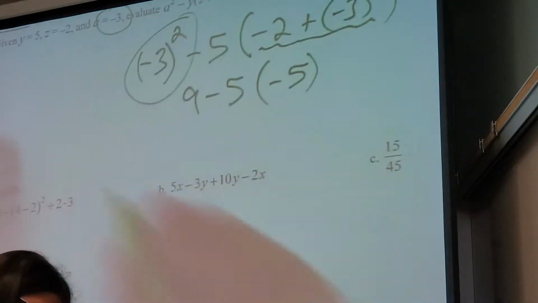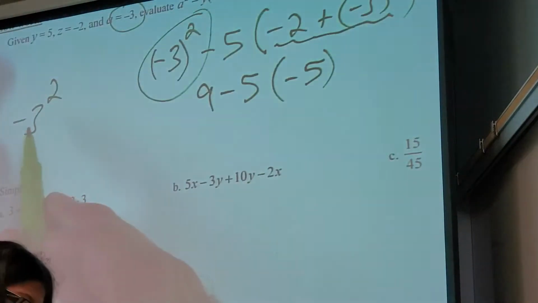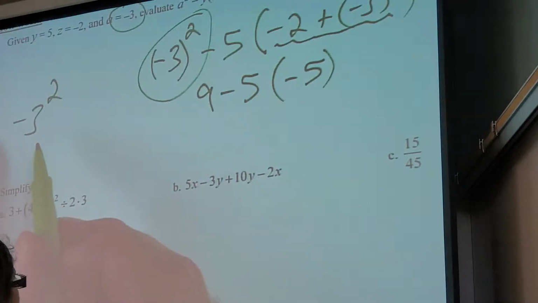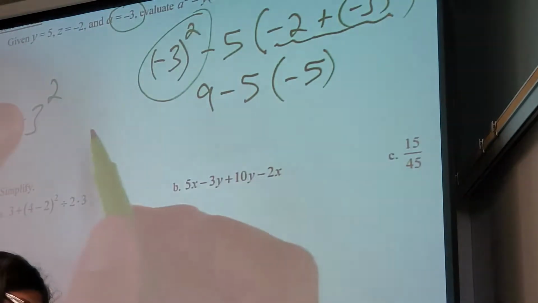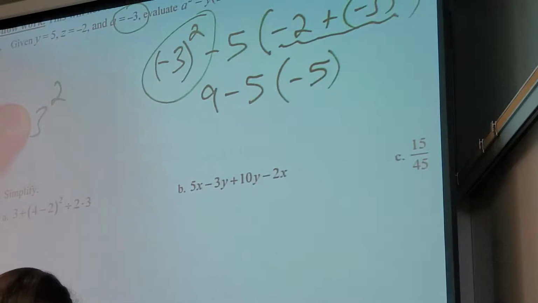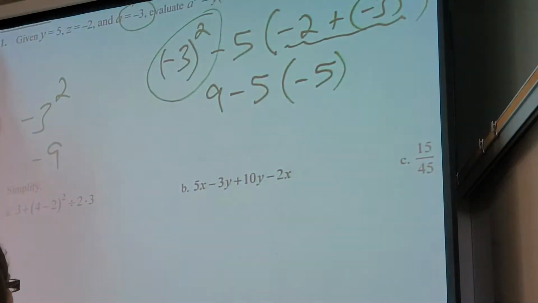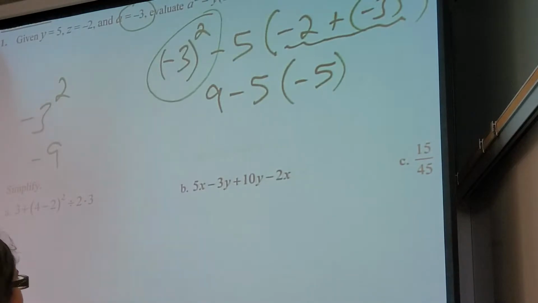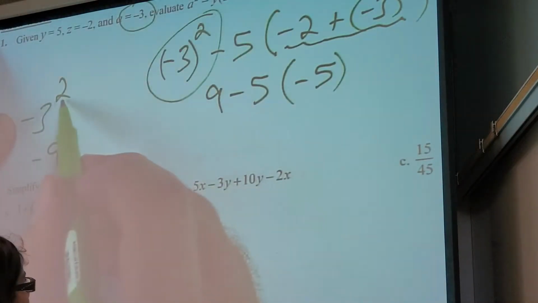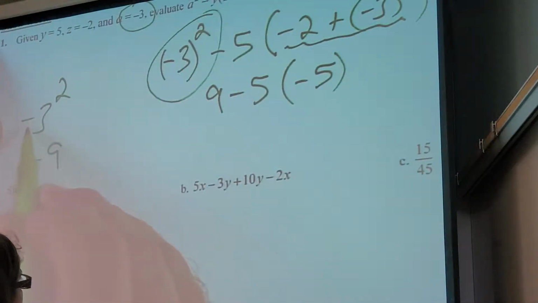And real quick, technically, what is this? This is not 9. So minus 3 squared. Yeah, 3 squared is 9, and there is a -1. So this would be -9. And that follows order of operations, because order of operations says exponents before multiply. Yes? Where does the negative go if it's in the parentheses?